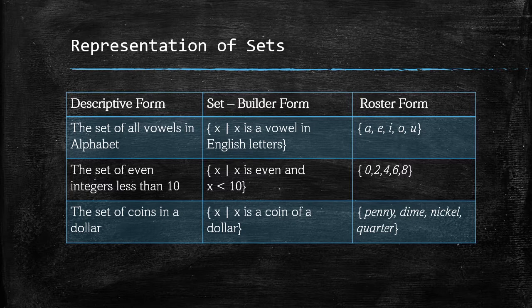Another example, the set of even integers less than 10, so that's the descriptive form. And set builder notation is X such that X is even and X less than 10. In roster form is 0, 2, 4, 6, 8. The set of coins in a dollar, that's the descriptive form. In set builder notation, that X such that X is a coin of a dollar. In roster form is penny, dime, nickel, and quarter.